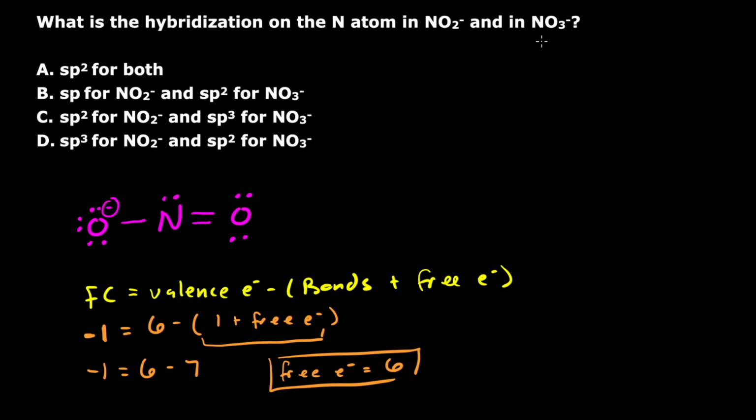So now we can move on to the NO3 with the -1 charge. And what I'm going to do is put the N in the middle here. And that's because this N wants to form 3 bonds typically, and the oxygen wants to form 2 bonds typically.